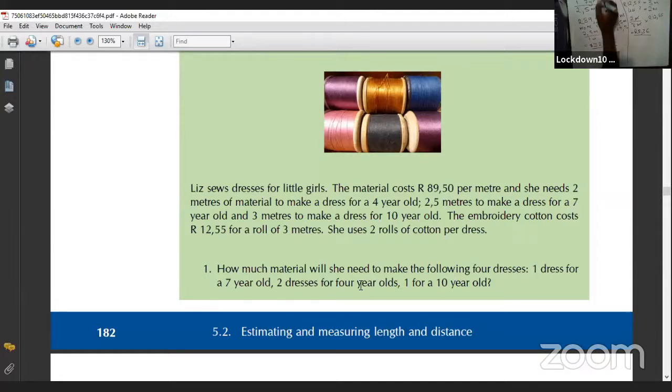So we are asked, what is the amount for making a 7-year-old dress? This is equal to 223.75 rands plus 8.36. When you punch this in our calculator, what do we have? 223.75 plus 8.36. Okay, so this is how you would find the amount for making a 7-year-old dress.